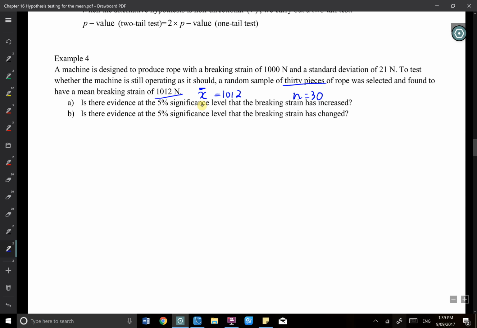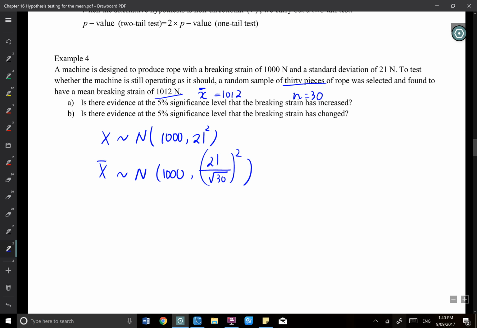Let's say the original x is normally distributed with standard deviation 21 Newton. Then your x bar needs to be normally distributed with standard deviation 21 over square root of 30. That's the new standard deviation for x bar. If you have the distribution for x, you definitely have the distribution for x bar as well. Even though x is not normally distributed, remember the central limit theorem, I still have x bar as a normal distribution. So x bar is always normally distributed when n is large enough.